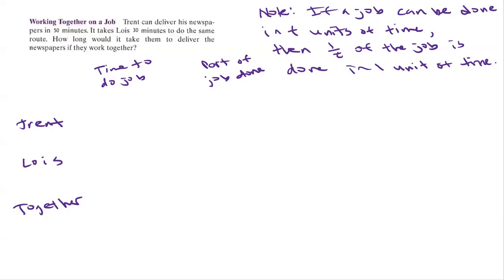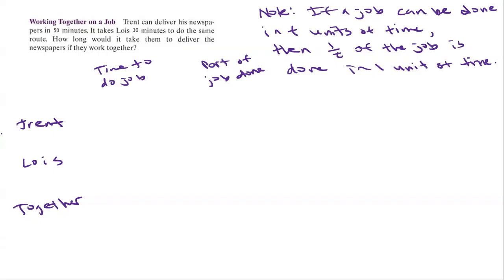Okay, so again, let's read this note part. It says, if a job can be done in t units of time, then 1 over t of the job is done in 1 unit of time. Okay, so here again, let's organize the material. On this left side, I'm drawing a table. I have Trent, Lois, and then together. The first column is talking about time to do the job, and the second column is talking about part of the job done.